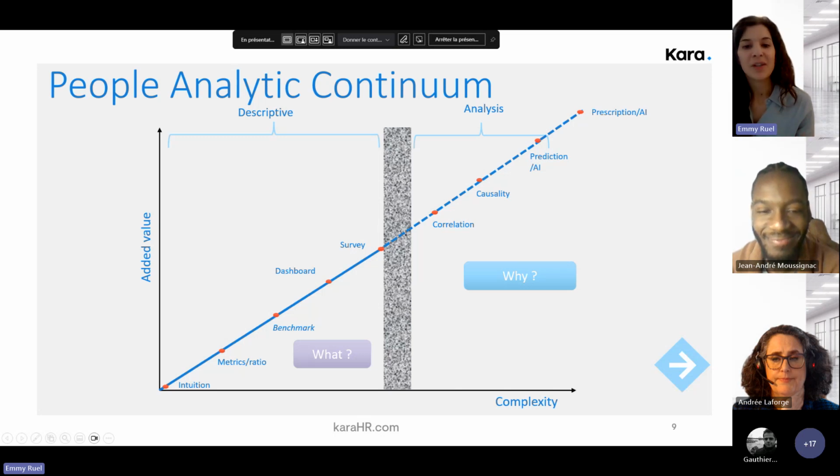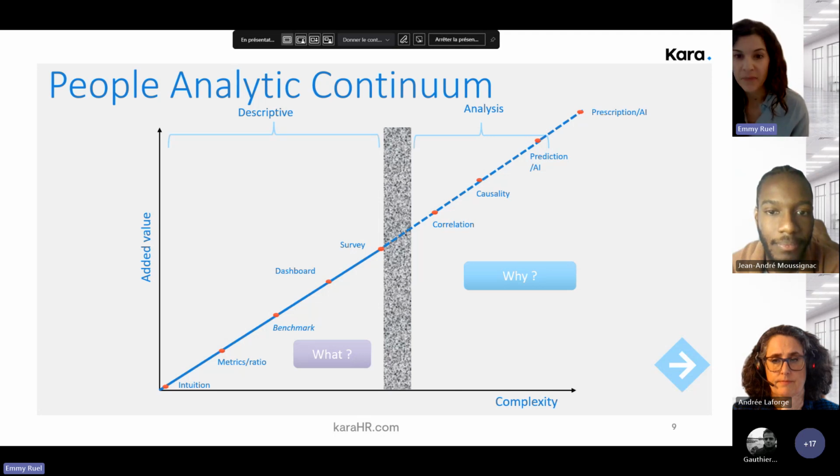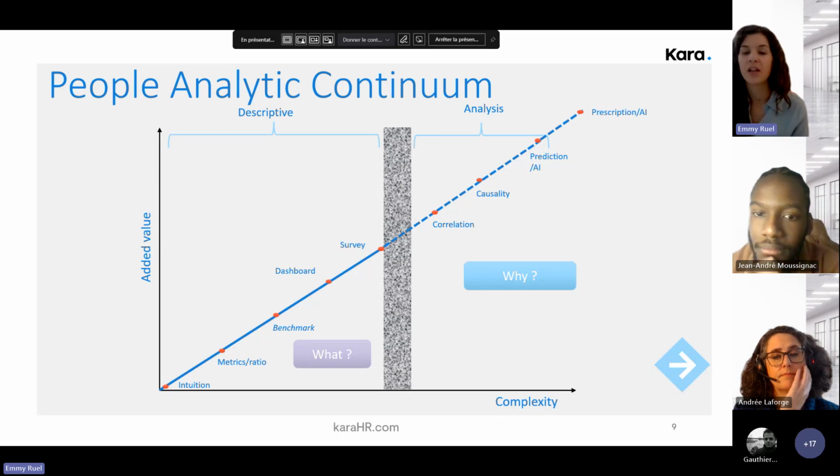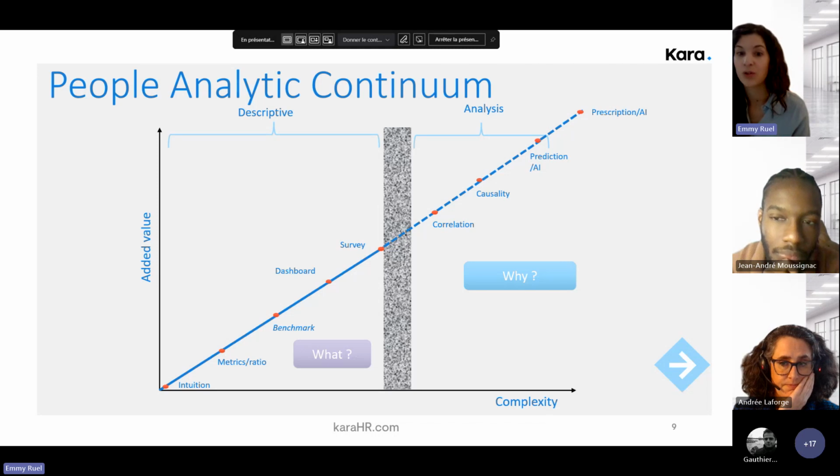So at Cara, we define people analytics as the process of making optimal, realistic decisions based on data. Unfortunately, you cannot do this in one day, okay? You cannot wake up one morning and say, okay, today we will use people analytics, we will use predictive analytics. That doesn't work that way. You will have to go through a long process to get there. And here are the main steps. So first one, you got the intuition. Here you believe you have a problem, so you build an initiative to address it.